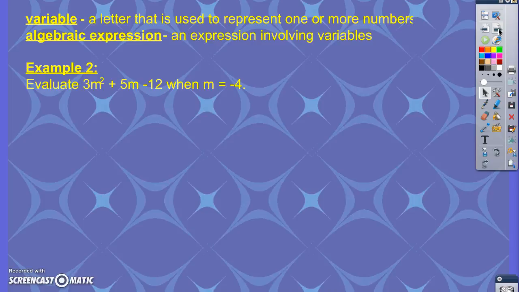All right, so if we take a look down here, example 2, we're asked to evaluate. Now it's an expression, because once again, what did we say on the first slide? You don't have an equal sign here. So now we're going to evaluate. m is the variable, and 3m squared plus 5m minus 12 is the algebraic expression. Every time we see the variable m, we're going to plug in a negative 4.